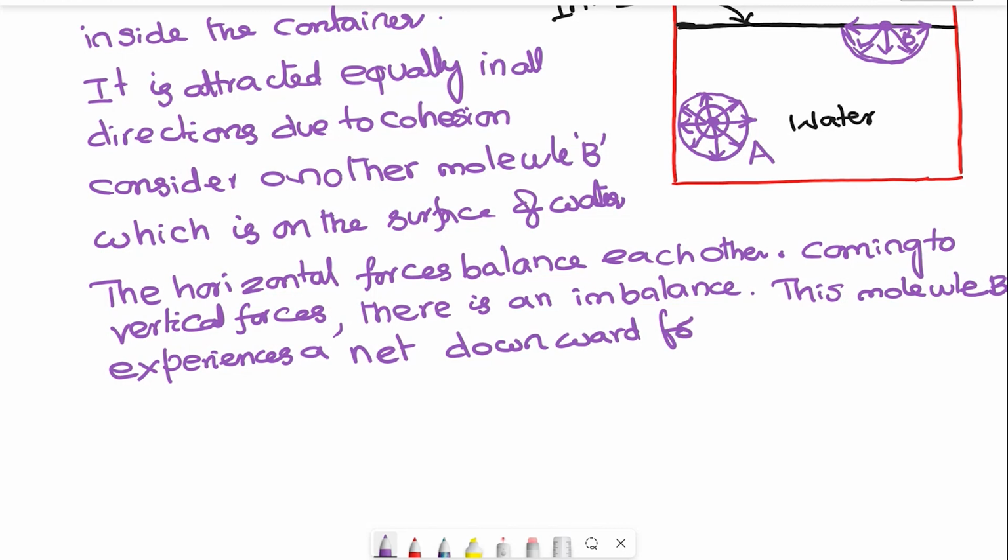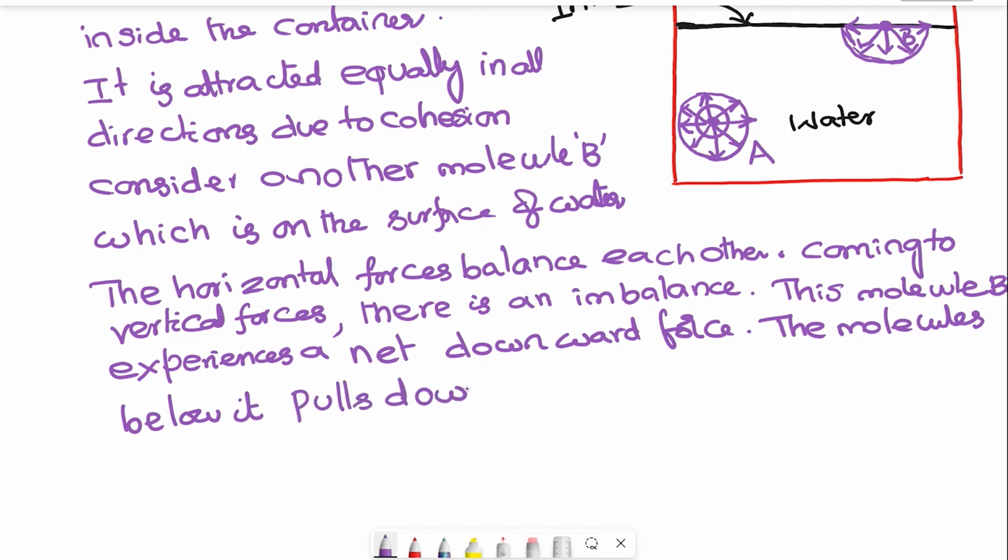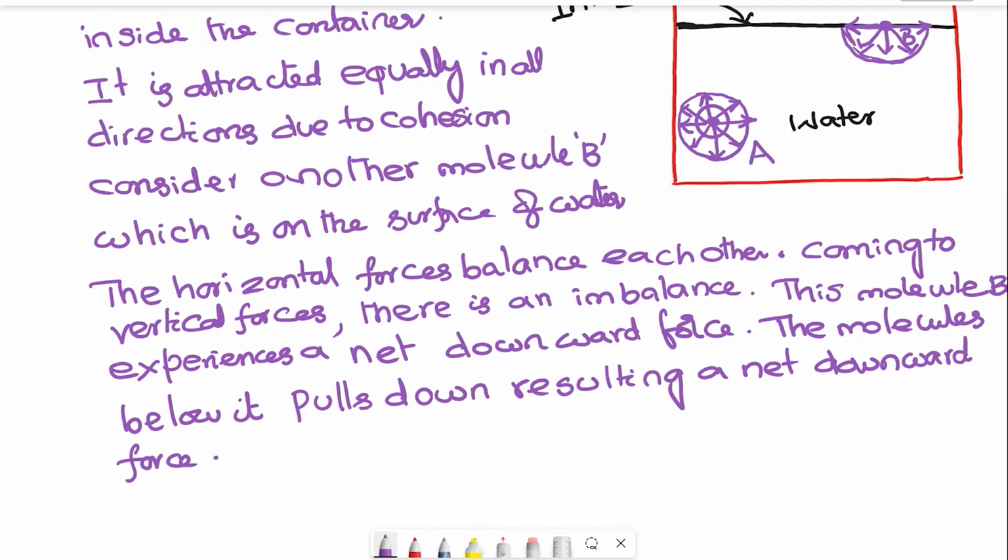What do you mean by that? That means the molecules below it pull down, resulting in a net downward force. So that means the molecules on the surface naturally will be attracted downwards. But if that is the case, what will they do?